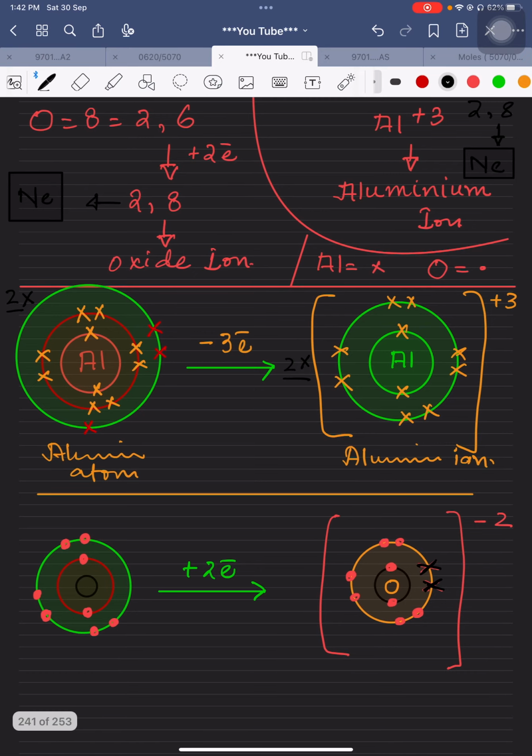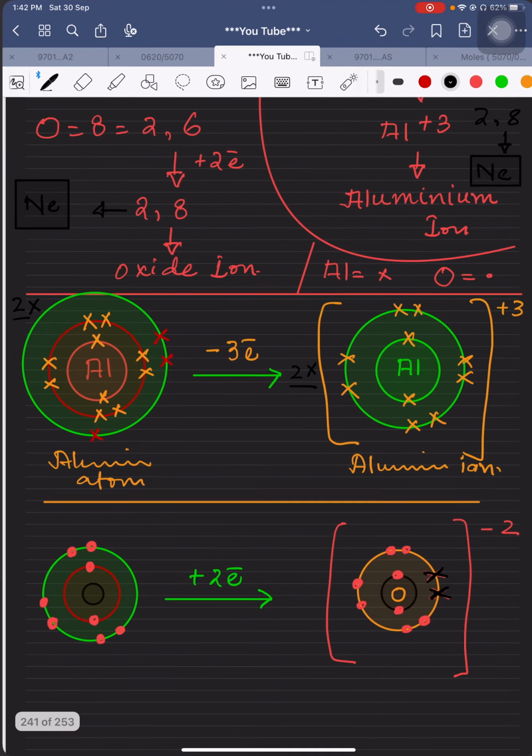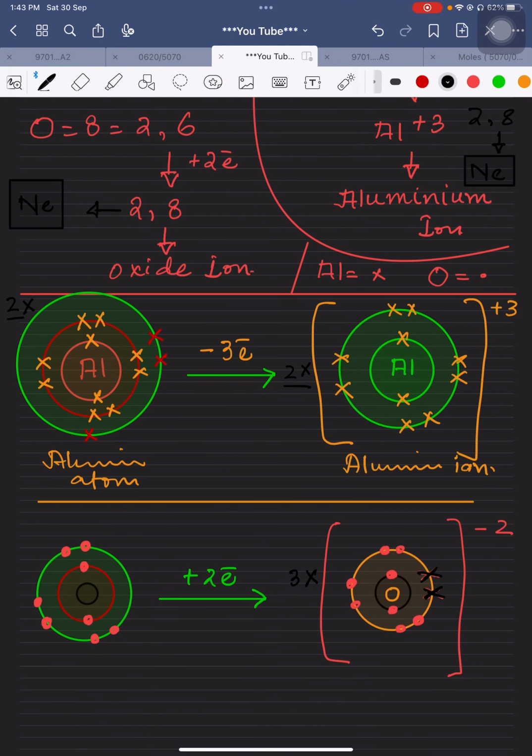Here for oxygen, as you can see in the formula, 3 oxygens are completing their shells. So we have to do one more thing, and that is multiply by 3, and here multiply by 3 as well. Multiplying by 3 is important. Multiplying by 2 for aluminum is important, just to show that this process is happening that many times. These are the 3 examples, sodium chloride, magnesium oxide, and aluminum oxide, to explain the concept of ionic bonding in some compounds.